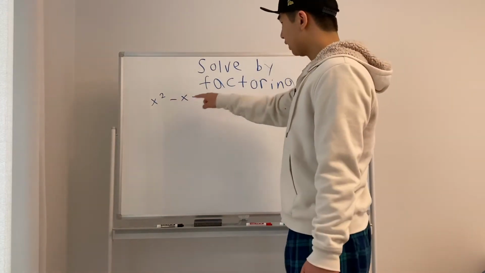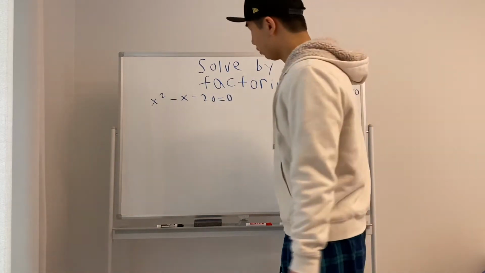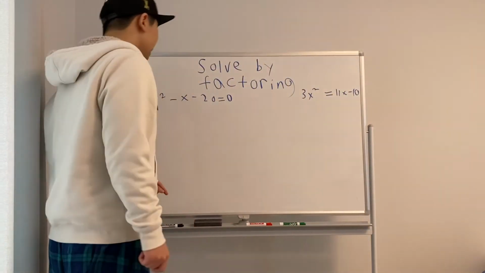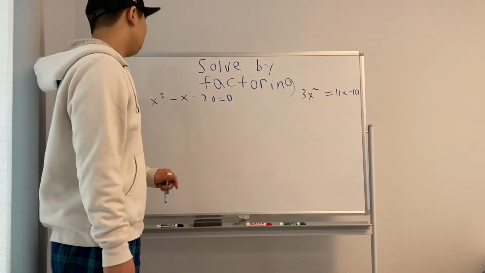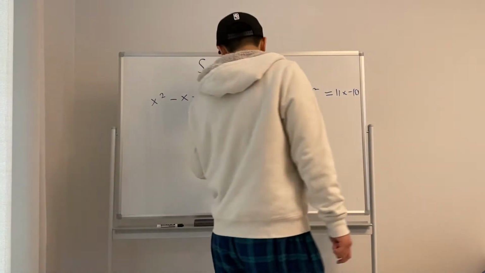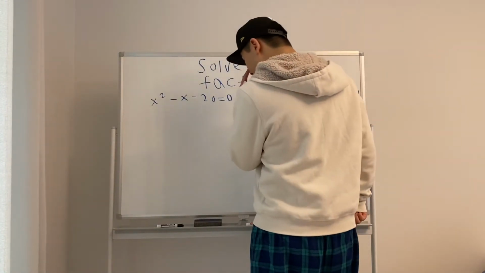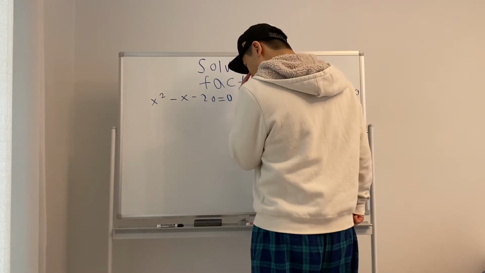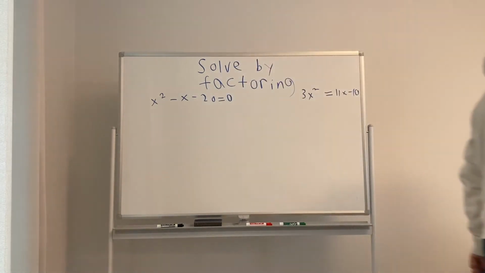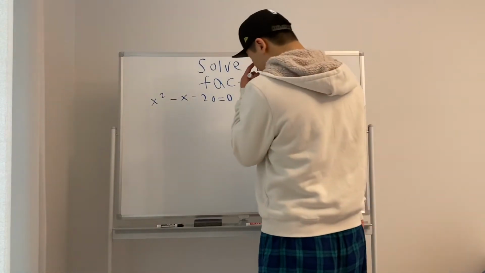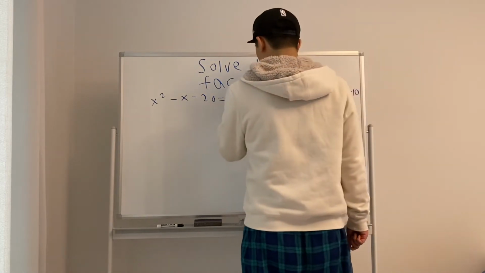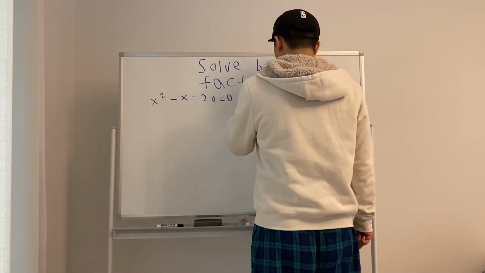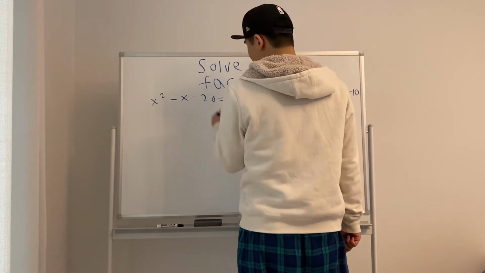So we have x squared minus x minus 20. We just have to factor this equation. We see that a is equal to 1, so we just have to figure out what two numbers multiply to negative 20 and add to negative 1. Well, we can do some process of elimination here. I think negative 5 and 4, right? Negative 5 plus 4 equals negative 1. Negative 5 times 4 is negative 20.